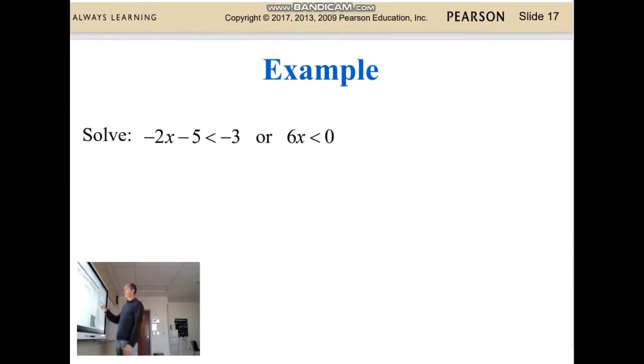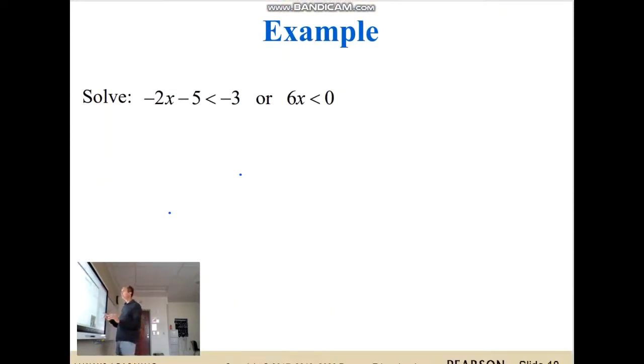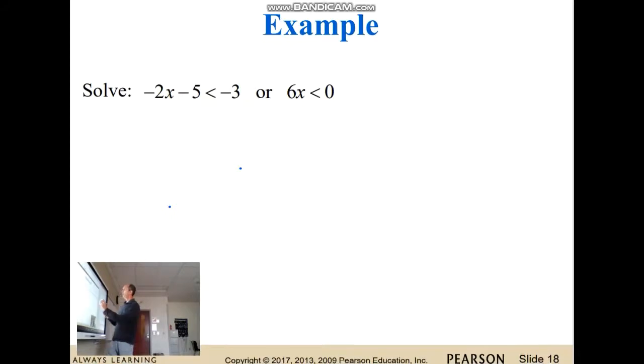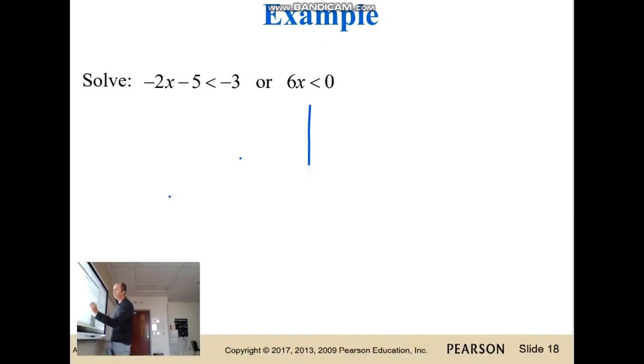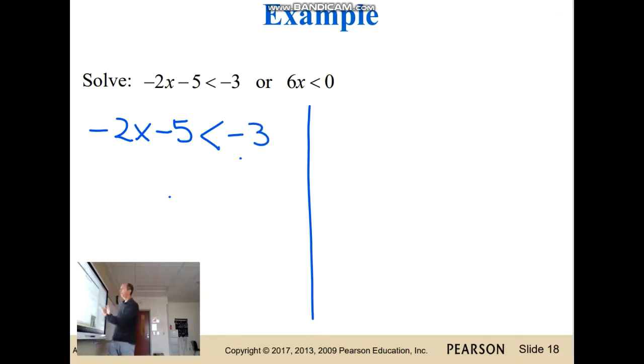This is the last example, and let's again split the screen in two, and then we work with negative 2x minus 5 less than negative 3 on this side, and 6x less than 0 on the other side.